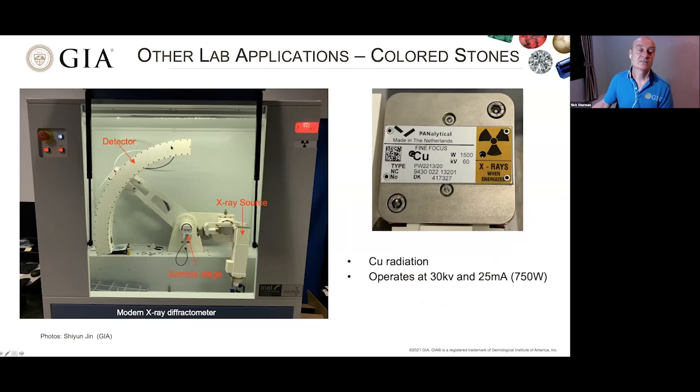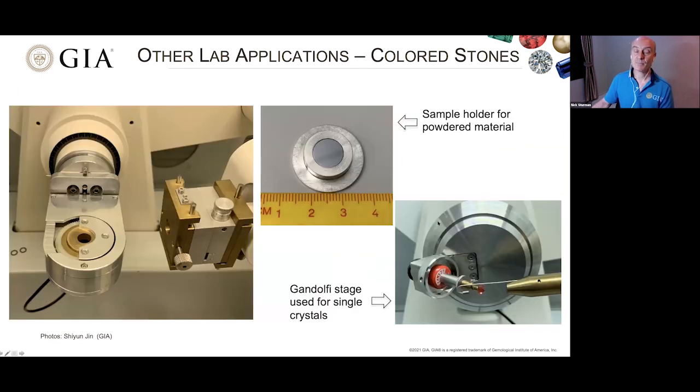We have a detector here. We have the X-ray source again, and the sample stage. So the X-ray will pass through, hit the powder in the sample stage, and be diffracted again to the detector. And so eventually, when you look at the monitor, you would get patterns relating to the mineral being identified.